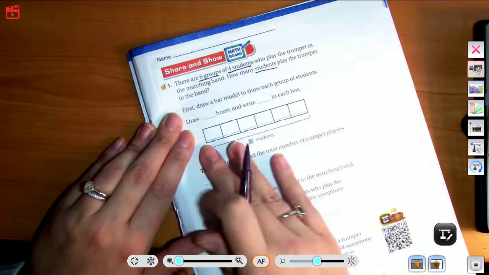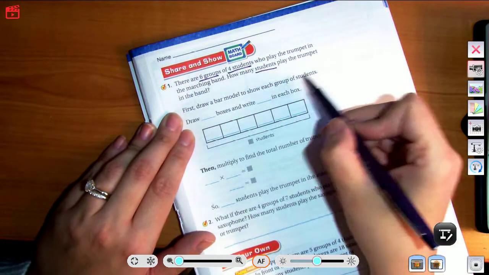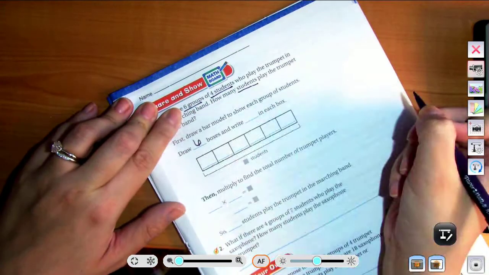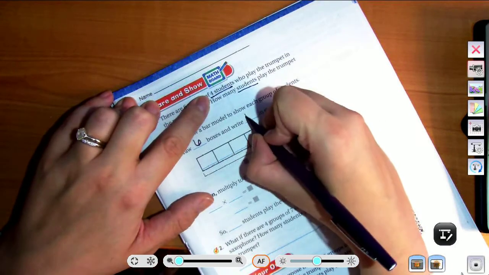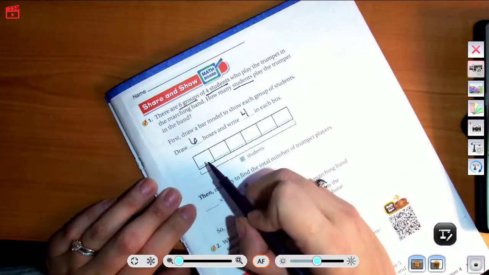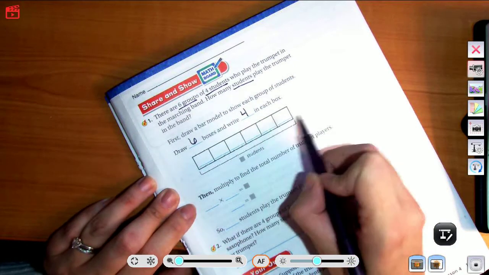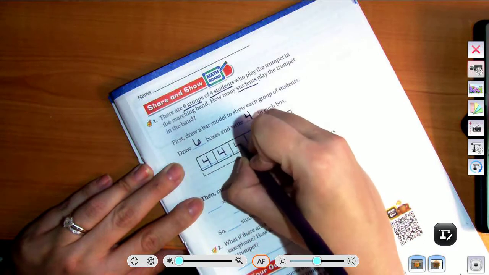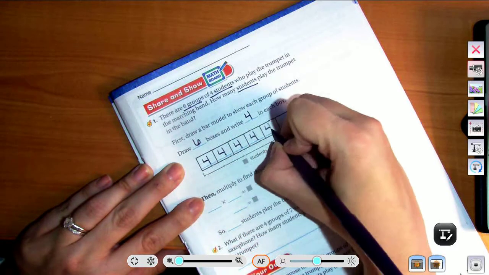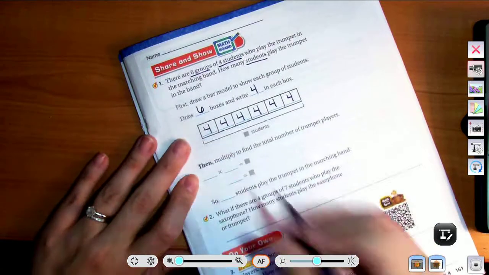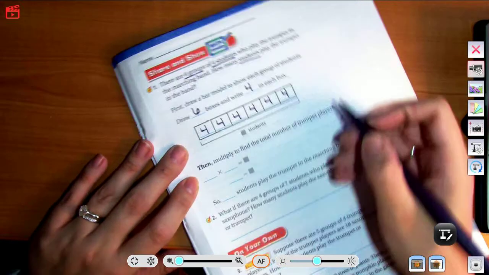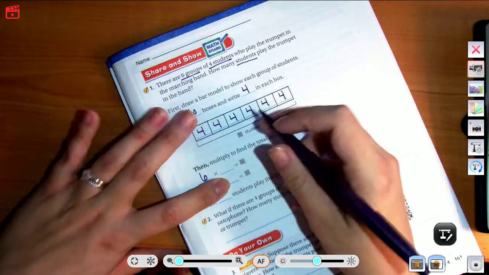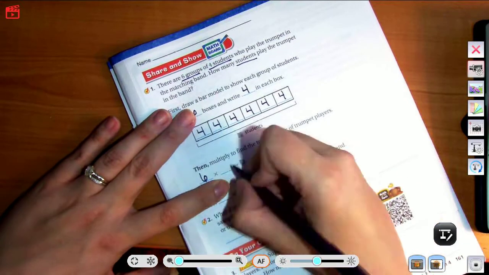First, draw a bar model, which we don't have to do. They did it for us, to show each group of the students. Draw how many boxes? 6. And write how many? 4 in each box. So let's make sure we have 6. 1, 2, 3, 4, 5, 6. Very good. So now we're going to write 4 in each box. Then multiply to find the total number of trumpet players. Remember, your first factor is always the number of groups. Your second factor is how many is in each group.